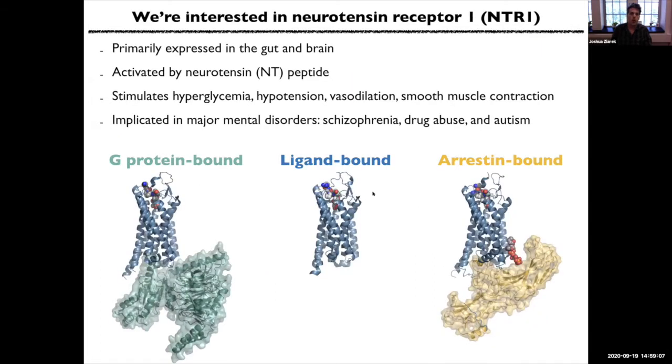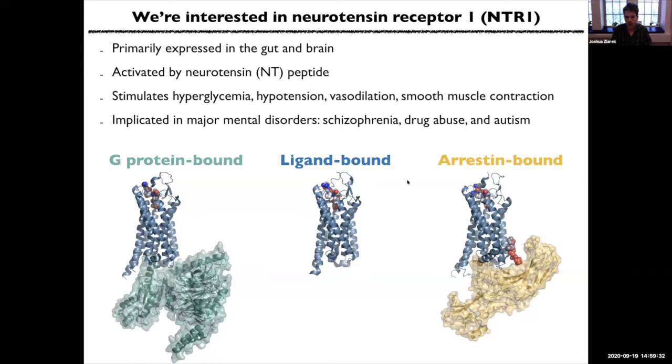And so for our work that we're going to be talking about today, my interests are in the neurotensin receptor. It's primarily expressed in the gut and in the brain. It's a peptide binding GPCR. And so naturally, the binding of the peptide stimulates hyperglycemia and hypertension and vasodilation. And it has some involvement in various neurological disorders.